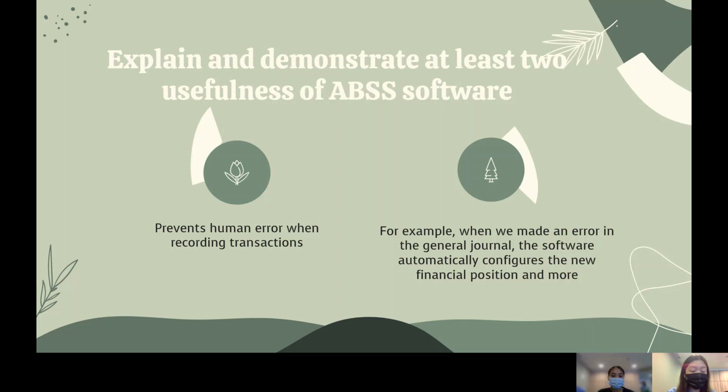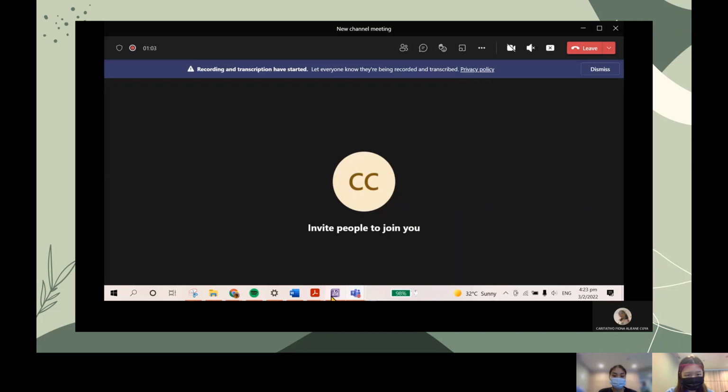And secondly, it also prevents a lot of human errors when recording transactions because, for example, we made an error in recording one of the journal entries where we accidentally typed in the wrong balance. However, once we amended the balance, the software automatically configures the new financial position and more. So it reduces a lot of human errors when we make mistakes. So here are the 2 examples.